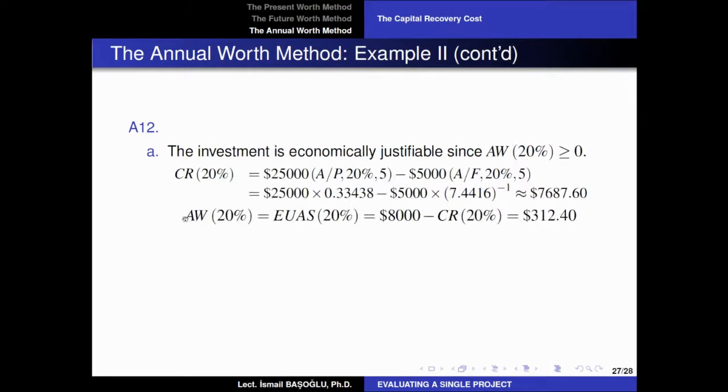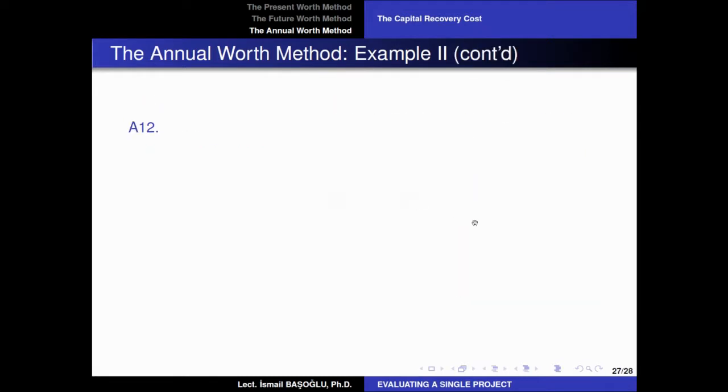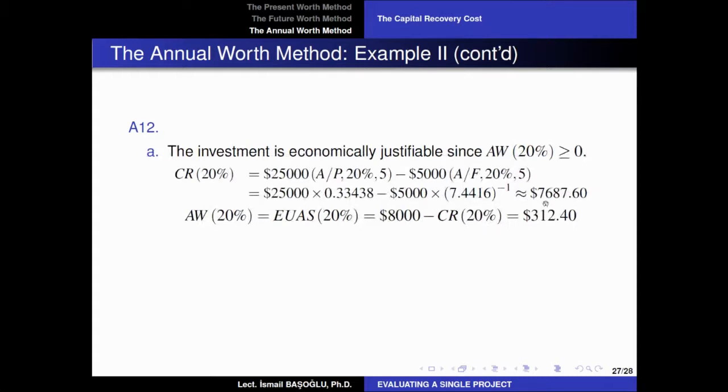And then what does it say? Annual worth. So in order to calculate the annual worth, we are going to calculate the equivalent uniform annual series. And we have a positive $8,000 here and a negative capital recovery factor, which is 7,687.